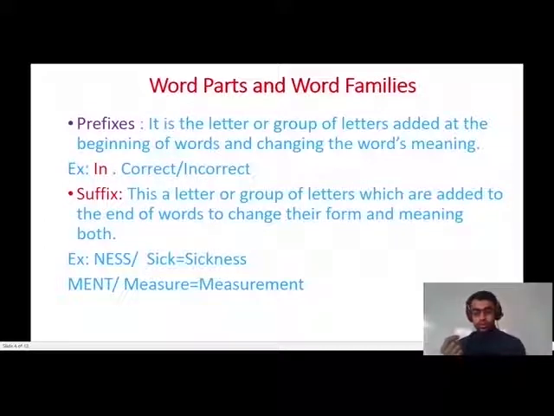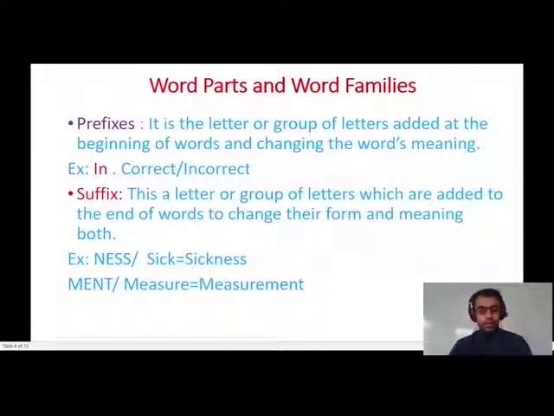The prefix is going to change only the meaning, and the suffix is going to change the meaning and the form. So here's an example of a suffix, "ness," which can be added to the word sick. So sick is going to be changed to sickness. So it's going to change also the part of speech. The previous word, sick, was an example of an adjective, and now sickness, the new derived word, is a noun. So it changed the form of the word.